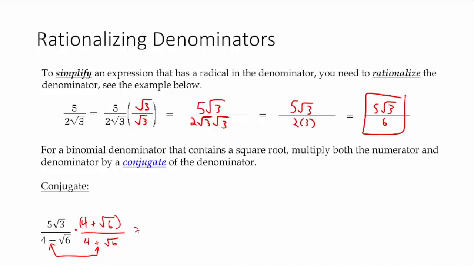So if we start writing this out now, what do we have? Well, we have our top term there, which we can multiply. So 5 root 3 times 4 is 20 root 3. And 5 root 3 times root 6 is a plus 5 root 18. On the bottom, though, something cool happens. 4 times 4 is 16. And we're going to add a 4 root 6. And we're going to subtract a 4 root 6. And then we're going to subtract root 6 times root 6 is just 6.